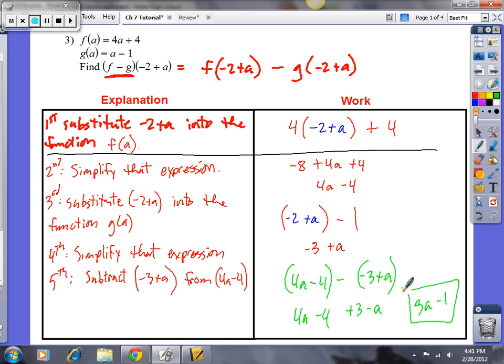And that would be 100%. So if you did that, you get 100%. You did it in pretty much 5 steps. Your work matches each step, and you end up at the right answer. Perfect.